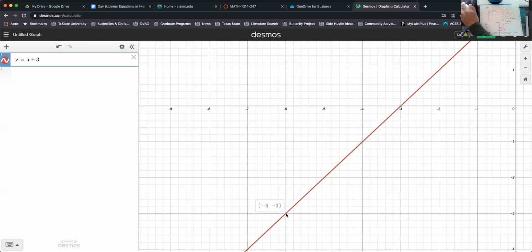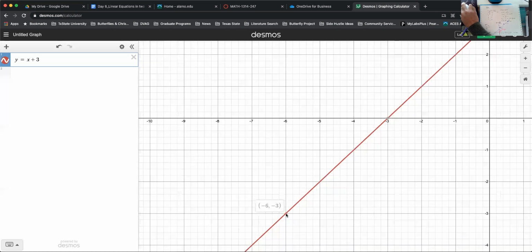And -6, -3 is on that line. And the one that we just found, -4, is the x value, the input I just gave you. And that spit out a -1. I could go over here to -4. And this point right here should be -4, -1.